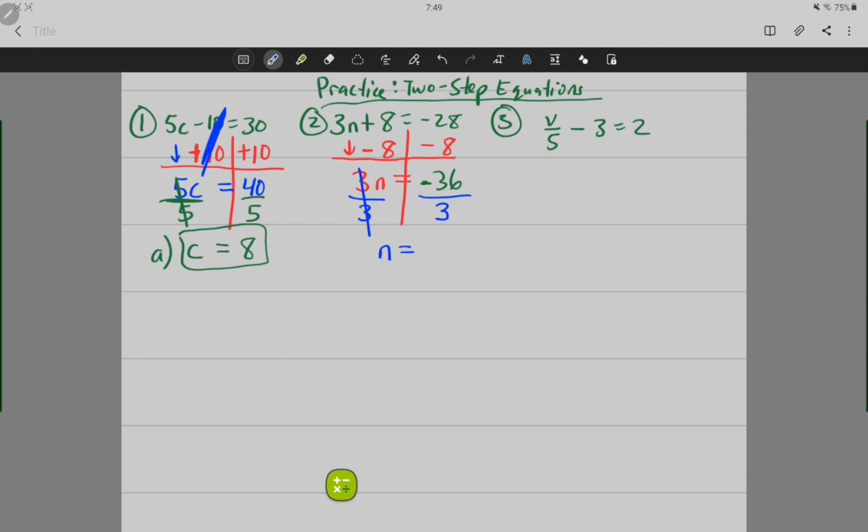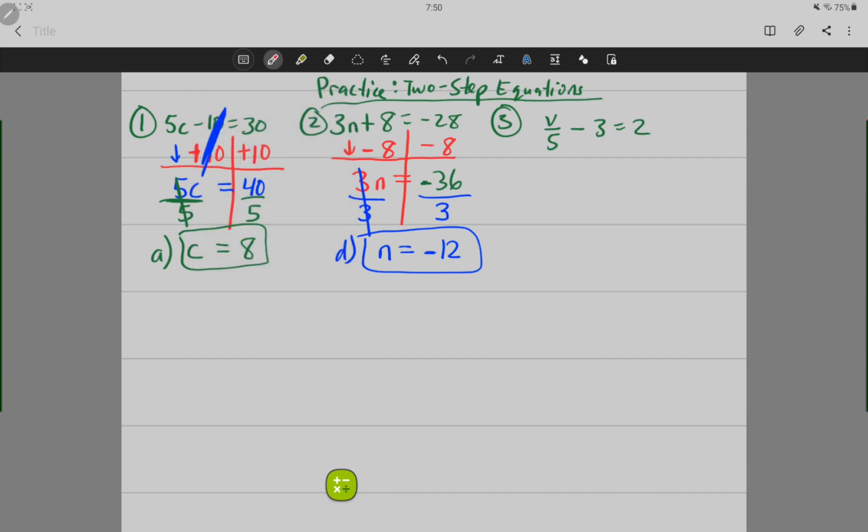Now right side, be careful. This is negative 36 divided by a positive 3. So anytime we multiply or divide and the integers have different signs, it's going to be a negative. So negative divided by positive is negative. So our answer n equals negative 12, which is choice D.